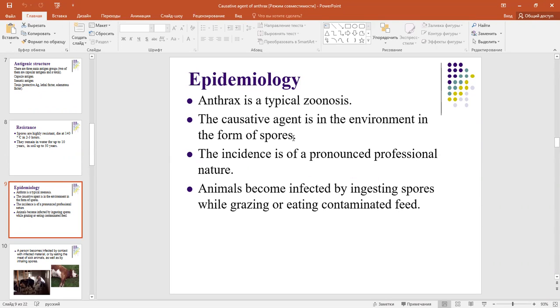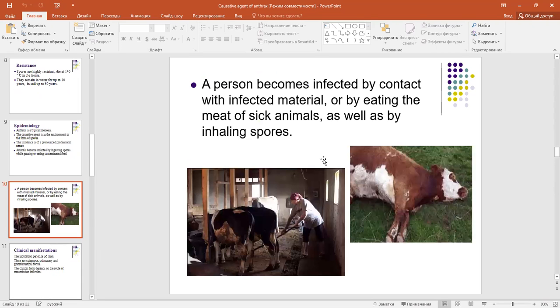So time by time, new spores are produced. People who take care of animals belong to this group, of course, firstly. A person becomes infected by contact with infected material, who takes care of animals, maybe who works with the skin of these animals to make some goods from the skin of animals.